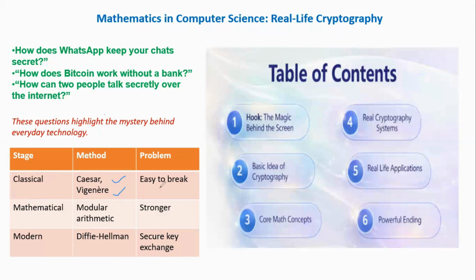The classical or traditional method is so easy that it is easy to break by hackers. Then comes the mathematical method, which is stronger than the classical method, and then comes the modern method, that is Diffie-Hellman, which is mainly used for hashing purposes, or for making the public and private key for secure transmission of data between two users. So this is what we are going to discuss in today's class.